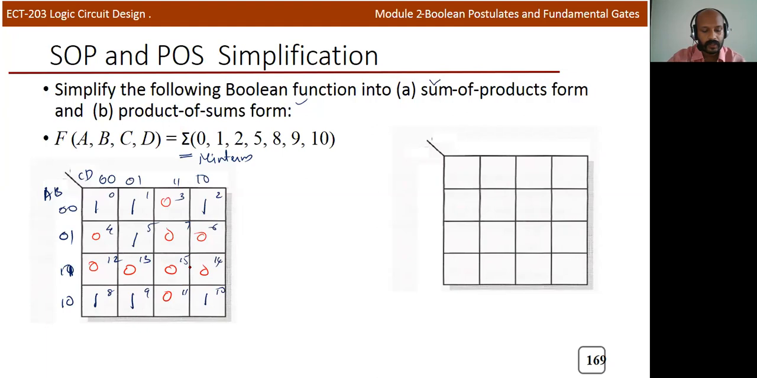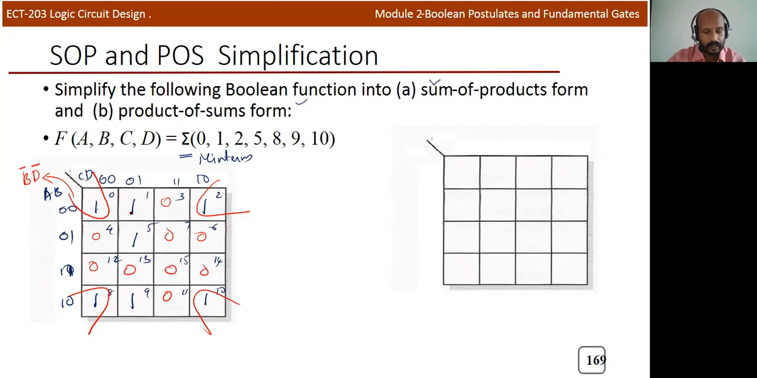Okay, so 0 1 2 5 8 9 10. Now we can group this. If you group this corner ones, you can write the expression like this. The first and last common term is B bar, so you can write B bar. Then for the first and last column, it's actually D bar, so D bar, because we are writing the SOP expression. So min term we are writing.